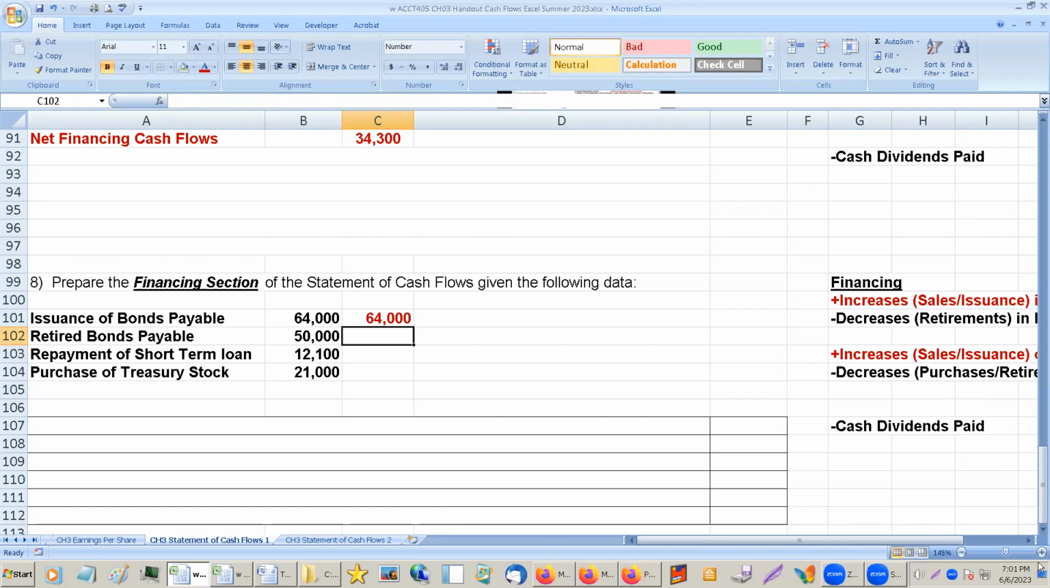Retired bonds payable. So remember, bonds are like little loans. So what's the only way you make loans go away? By paying them. Pay them off.